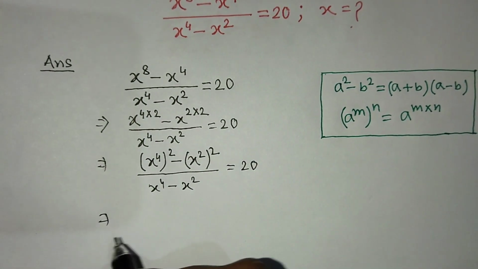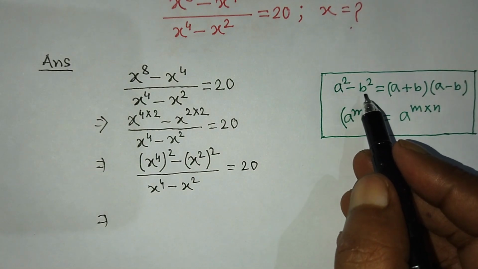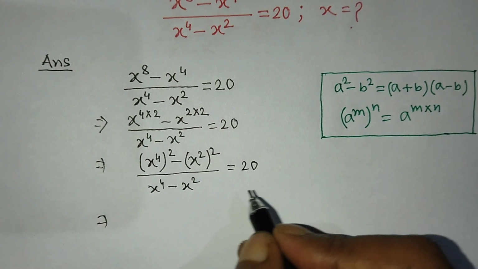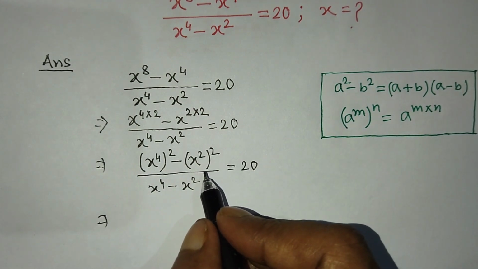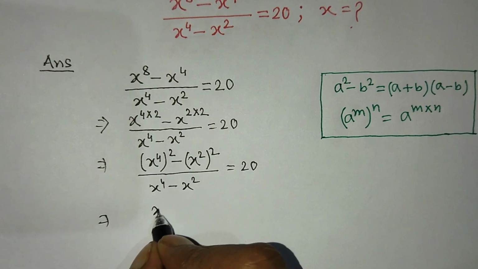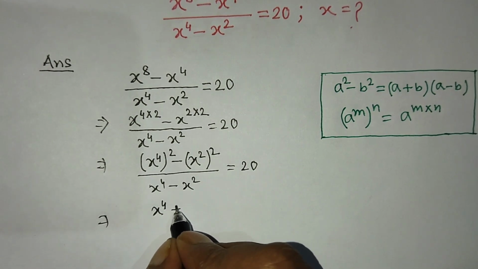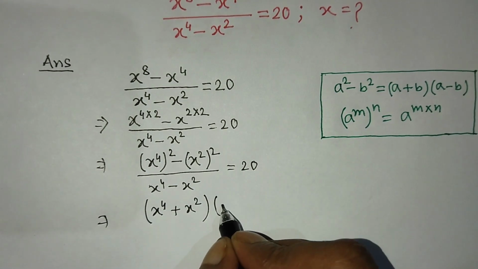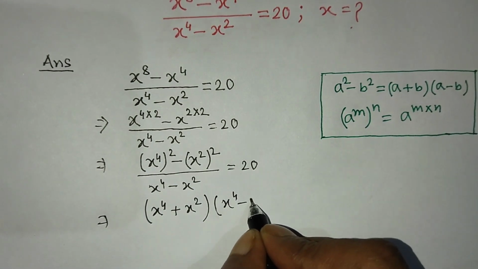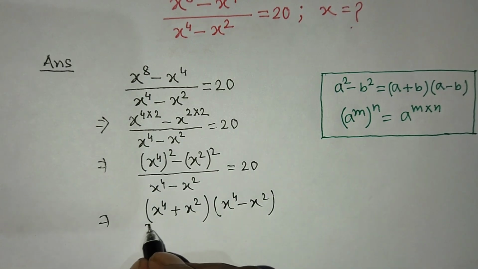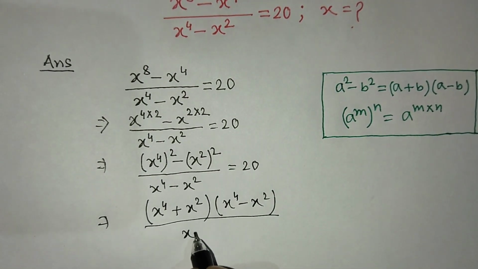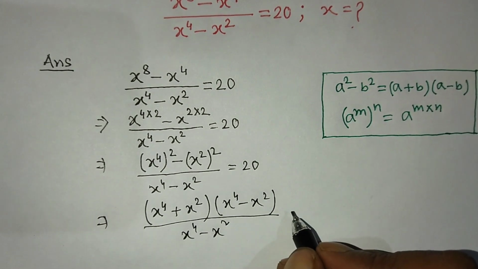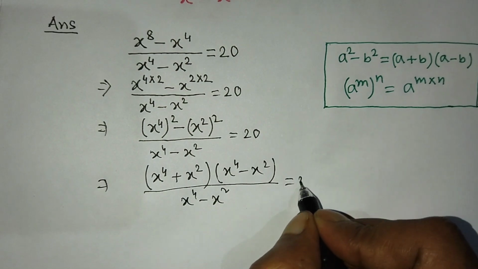So my dear student, after that we have to apply this formula, a square minus b square formula, a plus b into a minus b. If you apply this formula on the place of numerator, we have to write x to the power 4 plus x to the power 2 into, again we have to write x to the power 4 minus x square, over x to the power 4 minus x square we have to write again on the place of denominator, and on the right hand side we have to write 20.